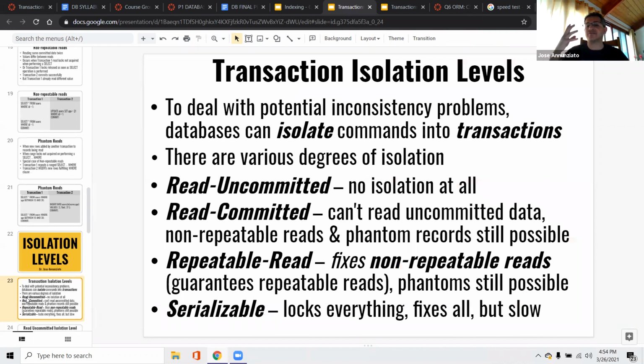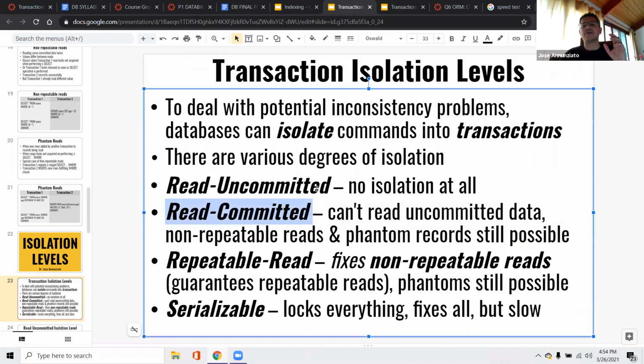So there are 4 isolation levels that we mentioned: read uncommitted, which is no isolation at all, read committed, repeatable reads, and serializable. Read uncommitted is a free for all. Everybody does whatever they want. So this doesn't solve anything. You have the risk of all 3 possible inconsistencies: dirty reads, non-repeatable reads, and phantom reads. Read committed fixes the first one.